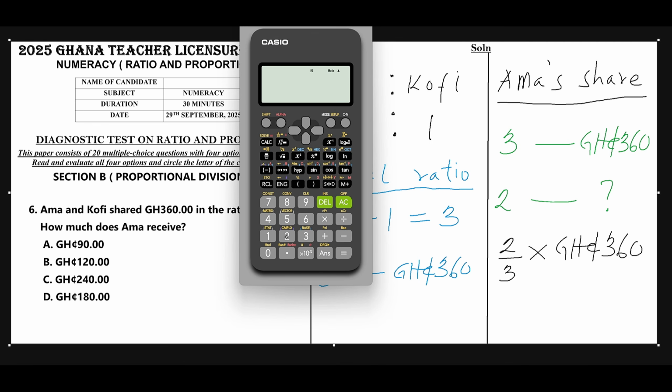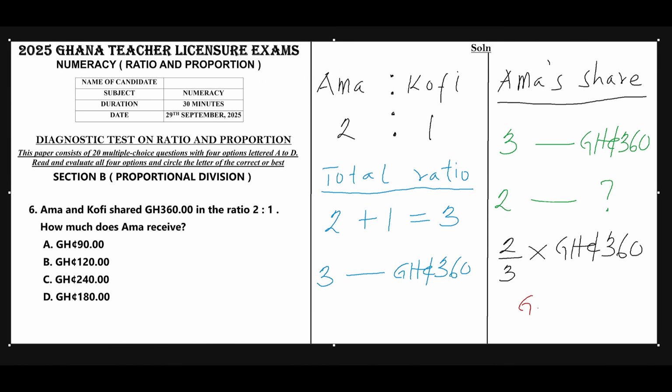So we have 2 on 3 multiplied by 360 Ghana cedis. So this gives us 240 Ghana cedis. 240 Ghana cedis. That is Ama's share. The right answer is option C.